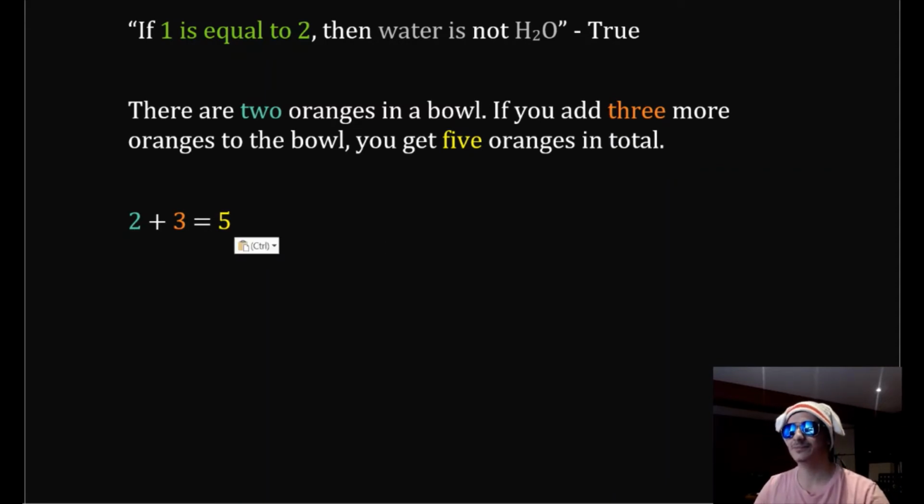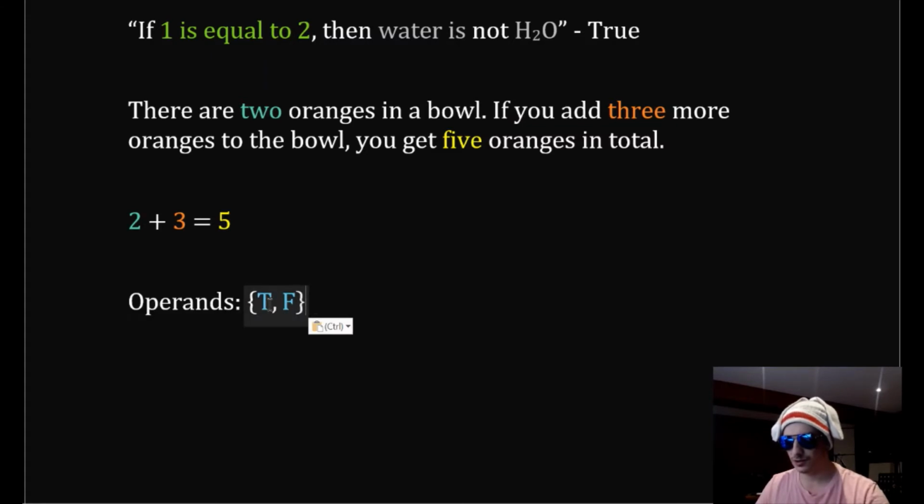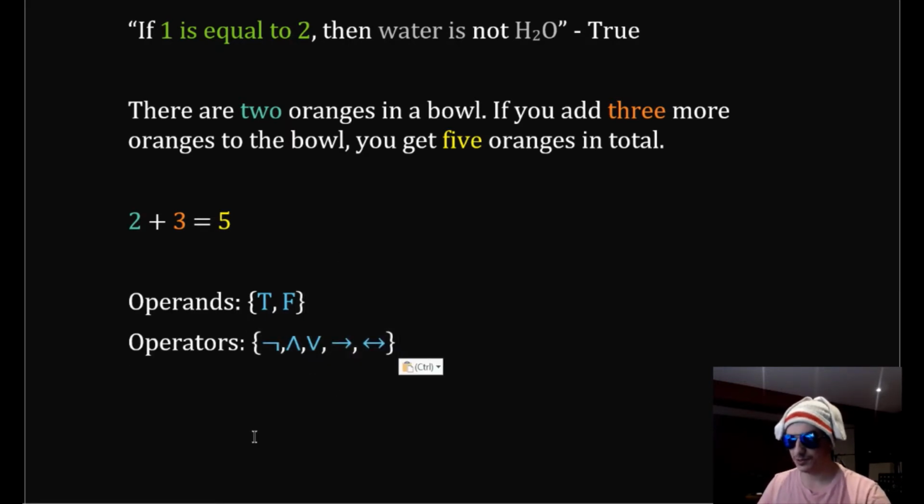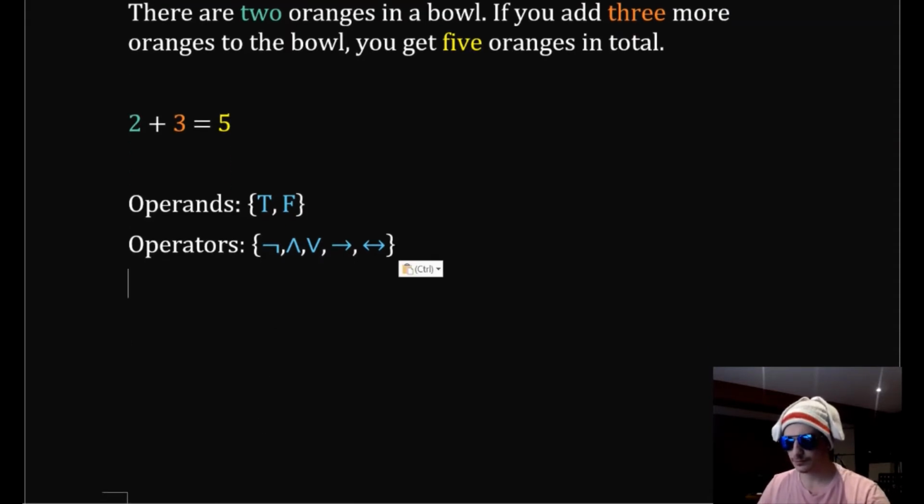Much easier to say. Now these numbers 2, 3, 5 are called operands, and as you know, this plus symbol here is an operator. In Boolean logic, we also have operands and operators. The operands are just true and false. And the operators, I'm going to read these out to you, and I want you to become comfortable with them. We have not, and, or, implies, and if and only if.